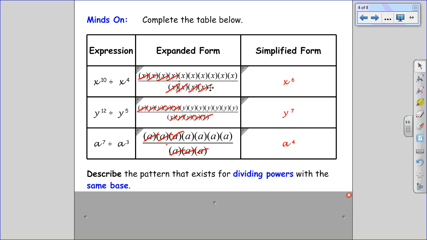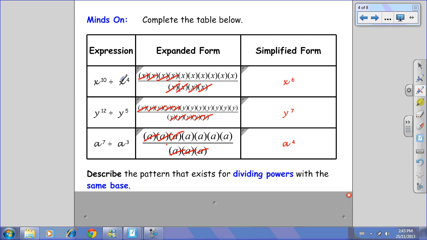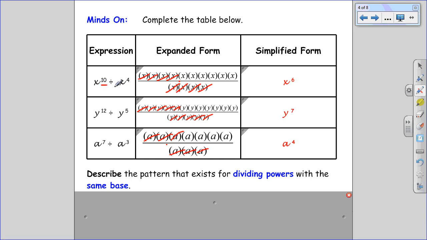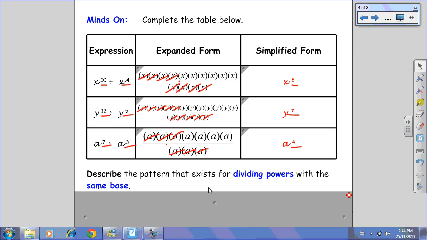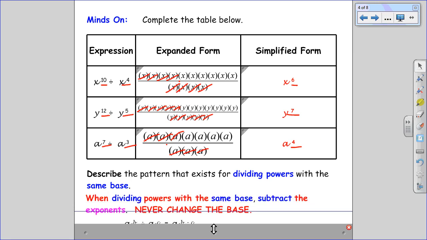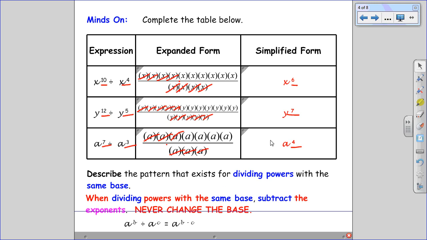Hopefully after looking at the pattern in the last one, you have a general idea quickly of how to get the simplified power. Got a 10 and a 4, turned into a 6. A 12 and a 5, turned into a 7. A 7 and a 3, turned into a 4. And hopefully you realize that when you divide powers with the same base, you simply subtract the exponents and keep the base.